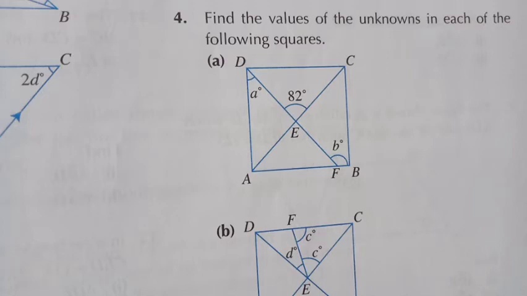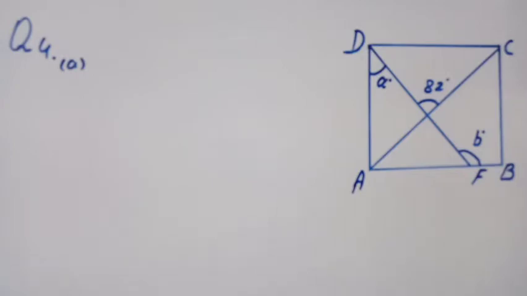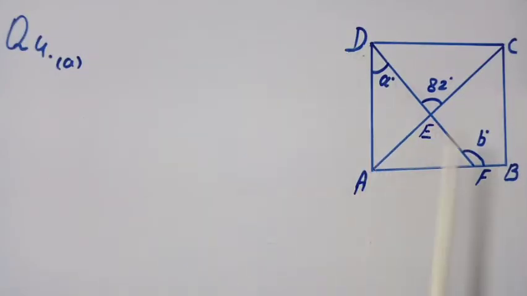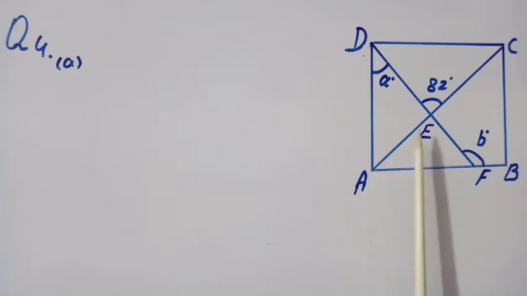In these squares we have to find the values of unknowns, right? In part A of question number 4, we have to find this angle A and this angle B. To find angle A, as this is a part of the triangle ADE, we will consider the triangle ADE. Now this is unknown, this is also unknown, but with a very simple method we can easily find them.